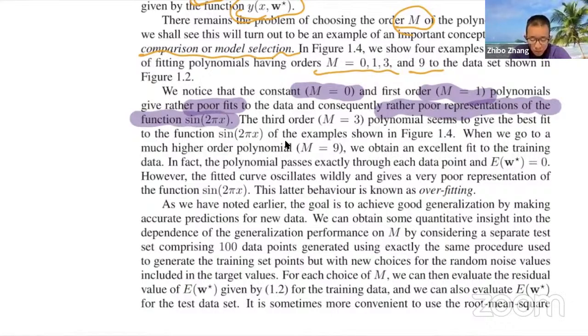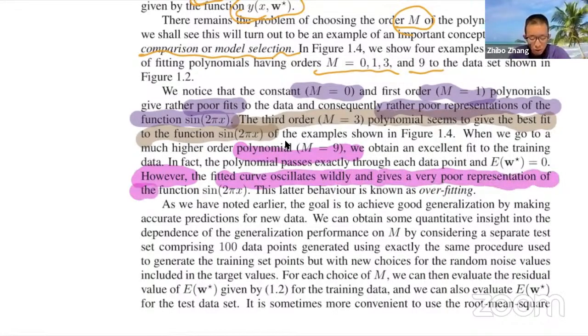Differently, the third order polynomial seems to give the best fit to the function sin(2πx). And when we go to a much higher order polynomial, we obtain an excellent fit to the training data. The most important thing is the "however" part. When you say something like, this thing is good, but this thing is good, however, what comes after "however" is something you mostly need to pay attention to.